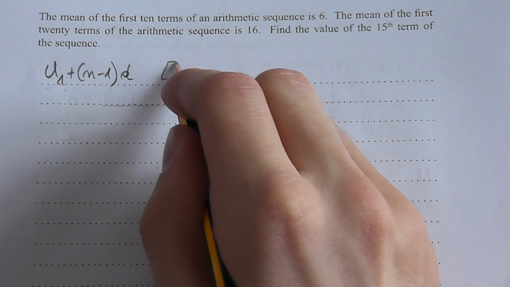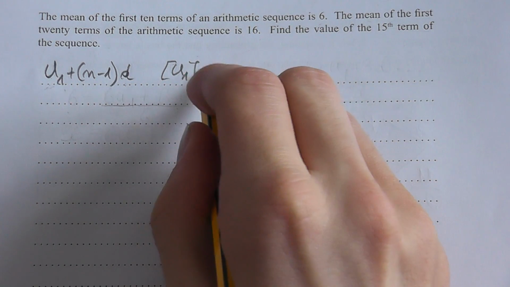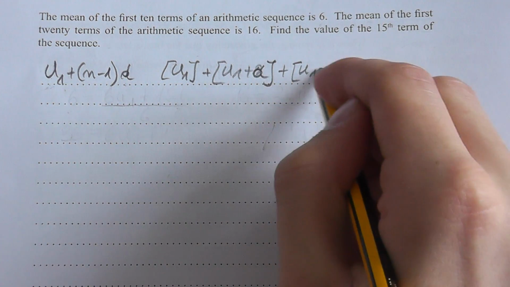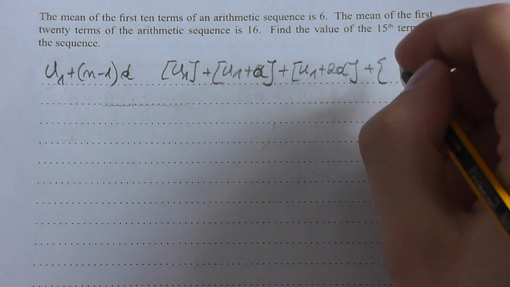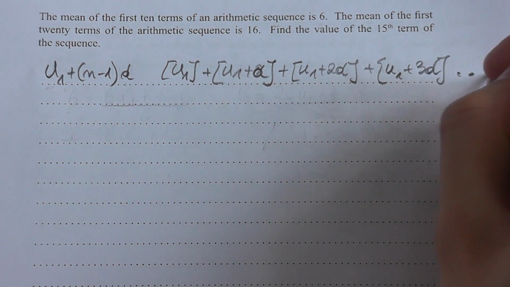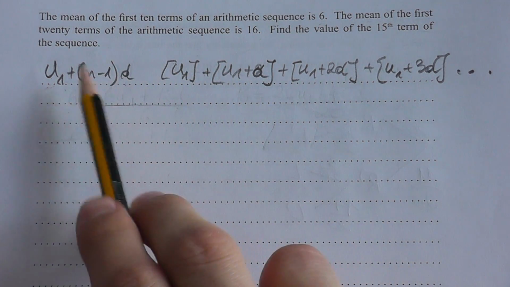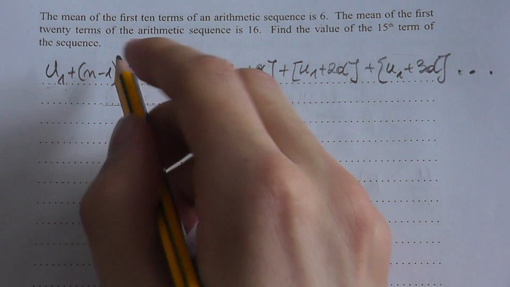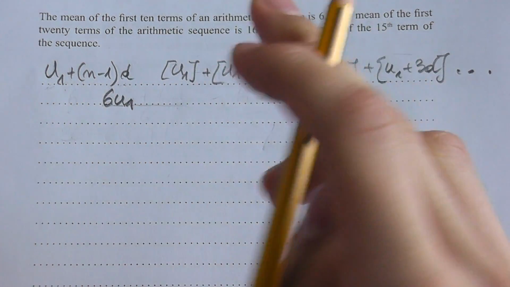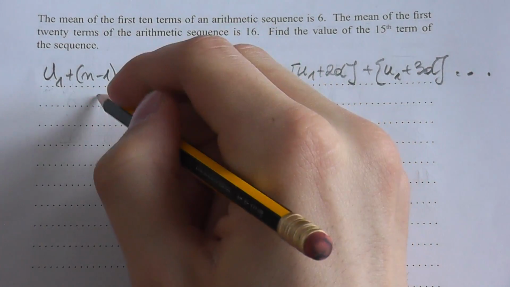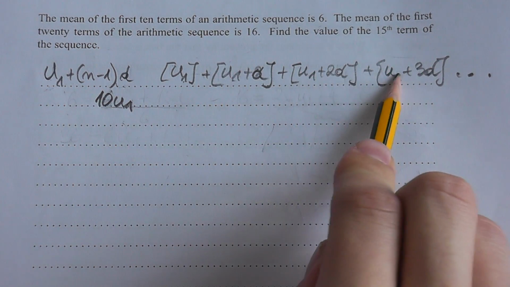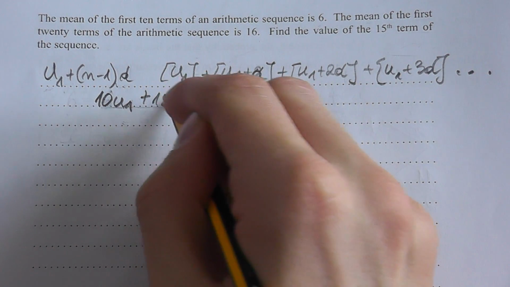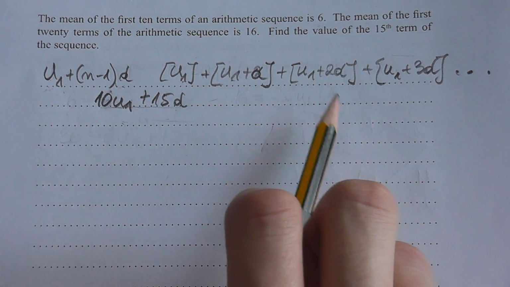So if you were to write out the first 10 terms, this would be the first term, and then we go plus the second term, plus the third term, plus the fourth term, etc. You can go on forever. We get these from this formula here. You would eventually get 10u1 plus 45d is the sum of the first 10 terms.